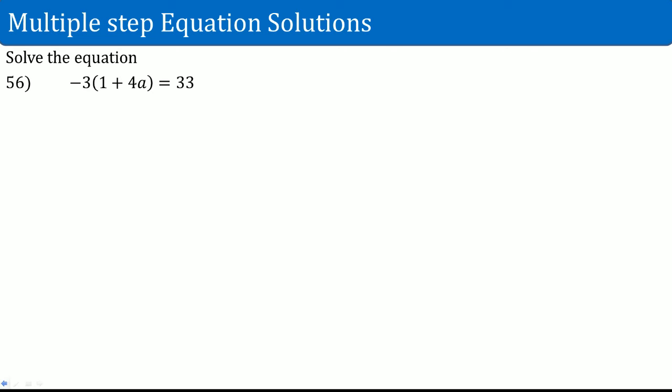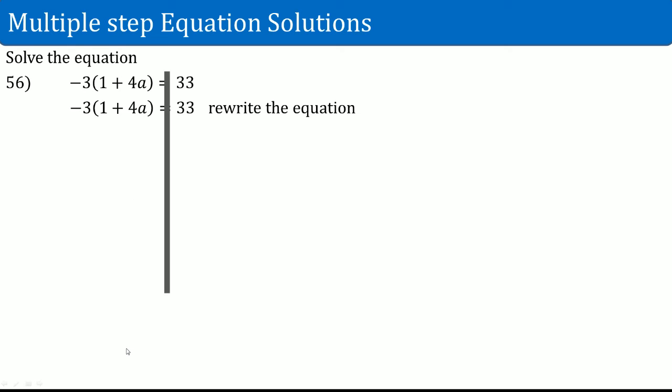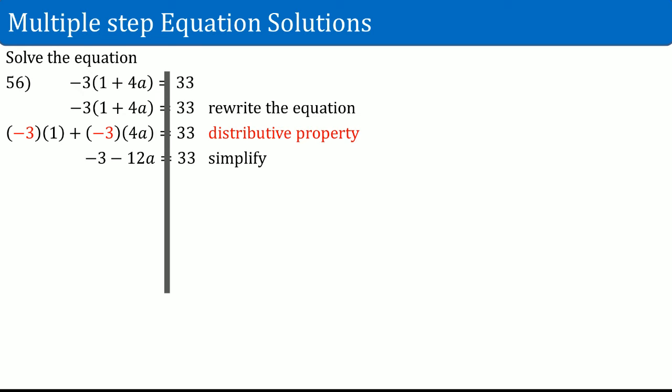56. You have the equation here: negative 3 parentheses 1 plus 4a close parentheses equals 33. First step is always to rewrite the equation and draw the line straight down. We see a parentheses, therefore we are going to distribute to get rid of it. Negative 3 times 1 and negative 3 times 4a. Negative 3 times 1 becomes negative 3. Negative 3 times 4a is negative 12a.